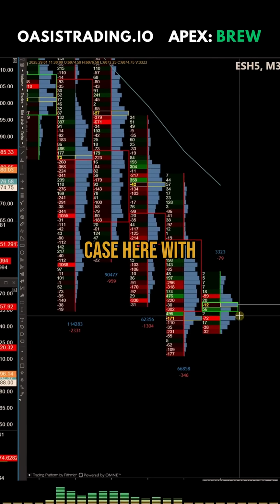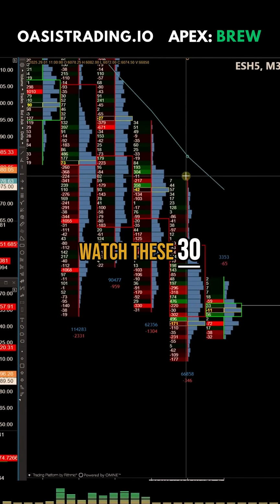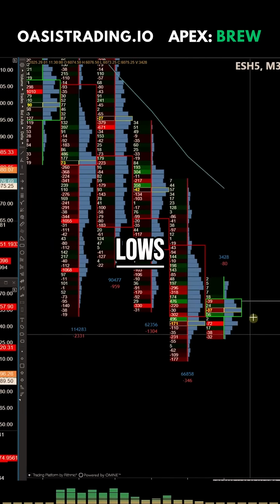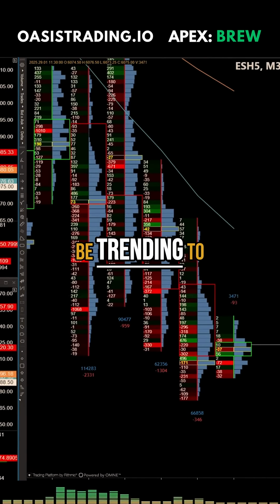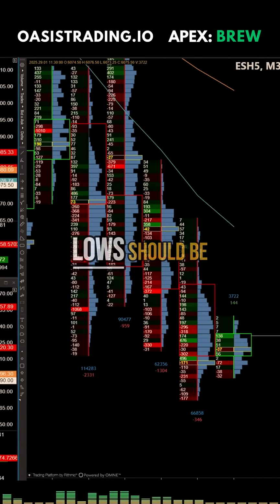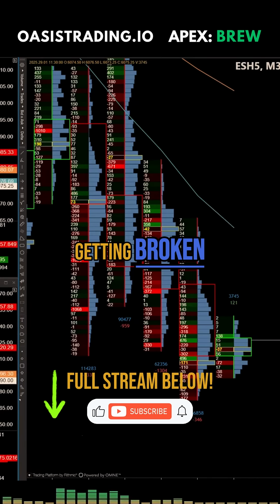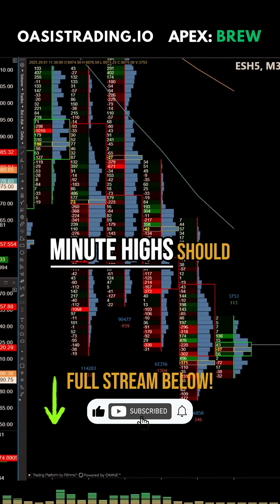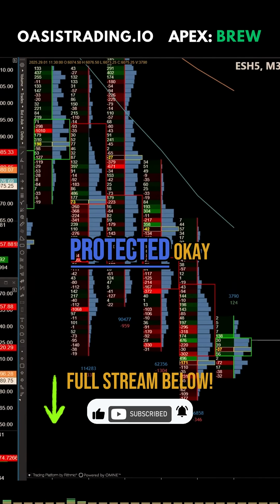So in this case here, with this failure to rotate, you need to watch these 30-minute highs and 30-minute lows, and they should be trending to the downside. The 30-minute lows should be getting broken. They should be getting taken out, and the 30-minute highs should not. They should be protected. Okay.